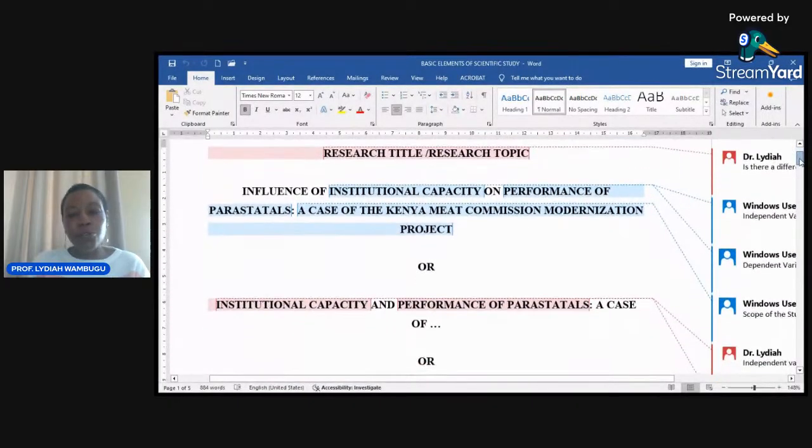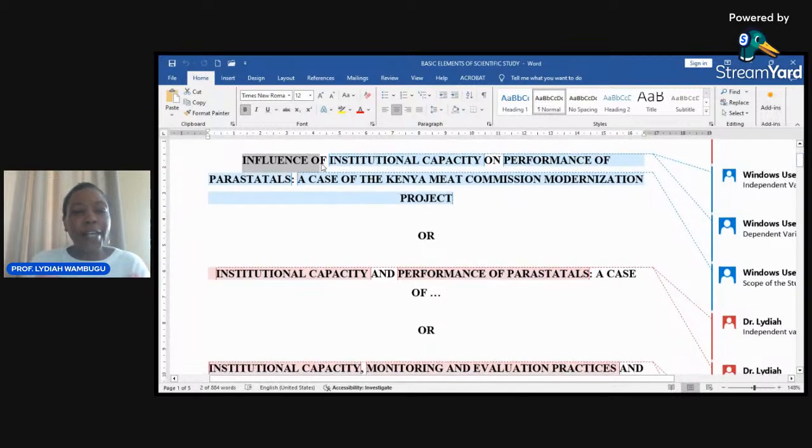There is a way you can write the title, either with influence of. Some universities now, especially institutions of higher learning, are discouraging their students from using such words. Then you can talk about the variables of the study. So you talk about institutional capacity and performance of parastatals.